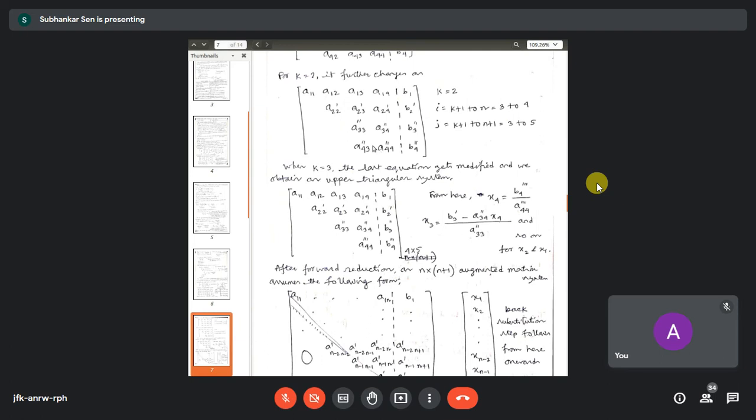So this term is gone. So when it is removed, then we have an upper triangular matrix. So this is an upper triangular matrix. When k is 3, i is going from 4 to 4. This is 4 to 4, fourth row. And j is going from 4 to 5. So this is forward reduction.